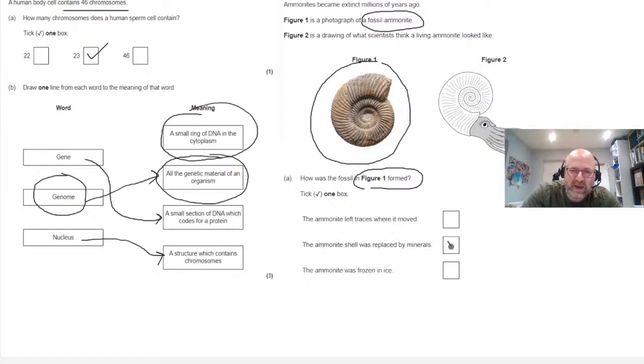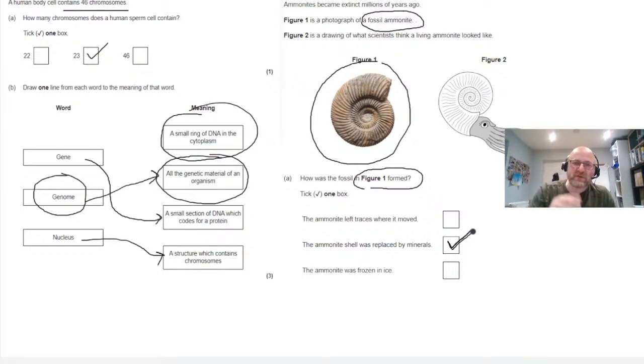Yeah, that's a good one. The ammonite shell was replaced by minerals. Why do we know that? Well, hard parts of organisms, bones, shells, teeth, get replaced by minerals. Okay, in mineral replacement, the trace is not a cast or impression. That's not a cast or impression.